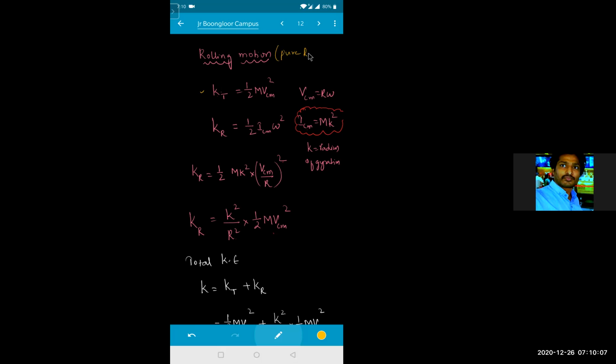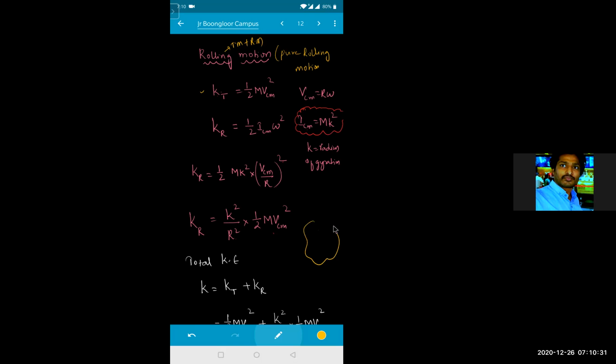So it is a pure rolling motion. What is rolling? Rolling is a combination of translatory motion plus pure rotatory motion. So for pure rolling motion, VCM must be equal to R omega. And you also know that moment of inertia in terms of radius of gyration, ICM, is equal to m into k square.